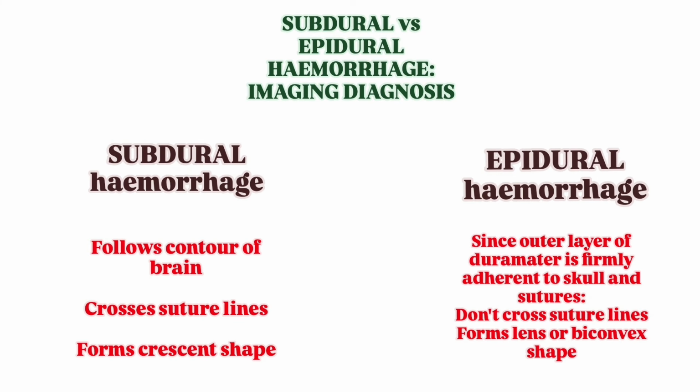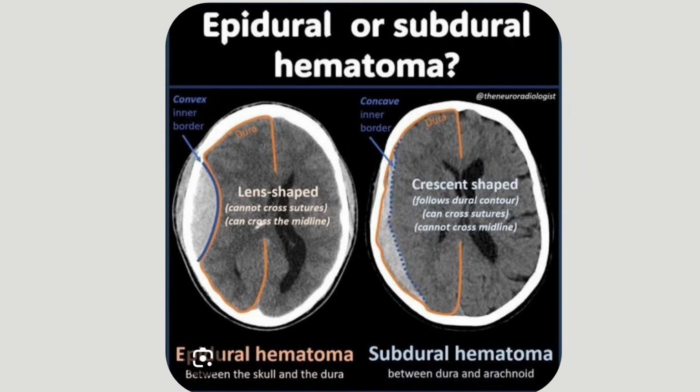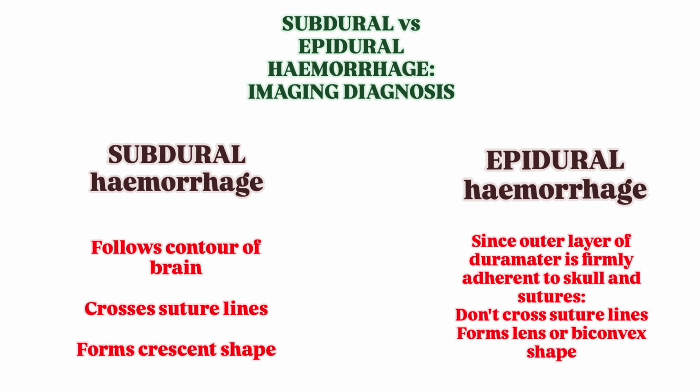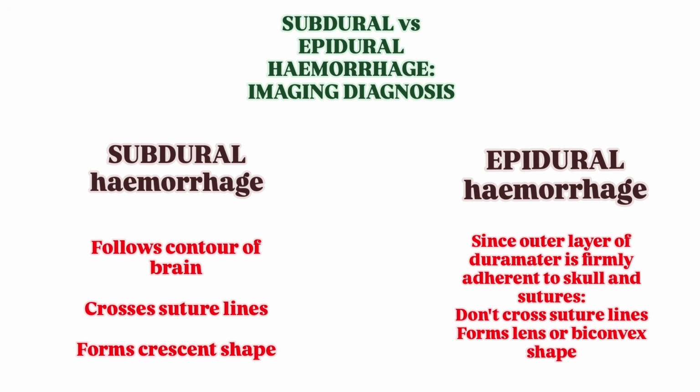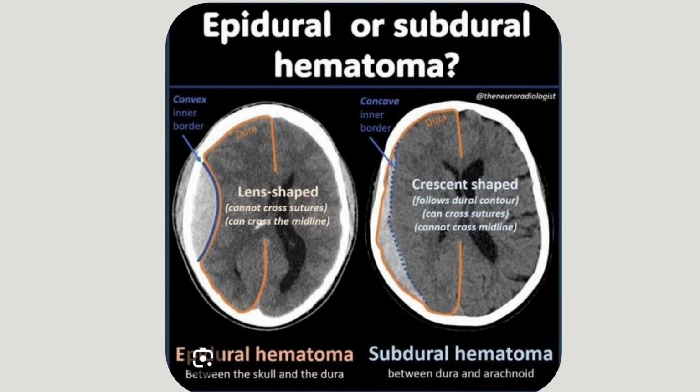Now how to distinguish between an epidural hemorrhage and a subdural hemorrhage on a CT scan? So we have to understand the basic anatomy first of all. In epidural hemorrhage, it occurs between the outer layer of the dura mater and the skull. Now since the outer layer of the dura mater is firmly adherent to the skull and the sutures, the epidural hemorrhage will never cross the suture line. So it will form a biconvex shape. While in subdural hemorrhage, since it is located between the arachnoid mater and the inner layer of the dura mater, it will follow the contour of the brain and it will cross the suture line. So it will form a crescent shape.